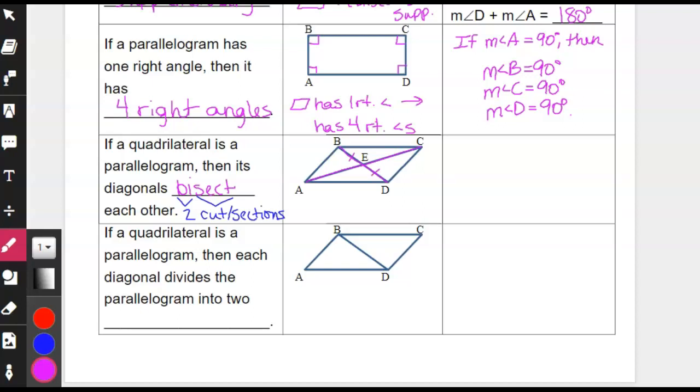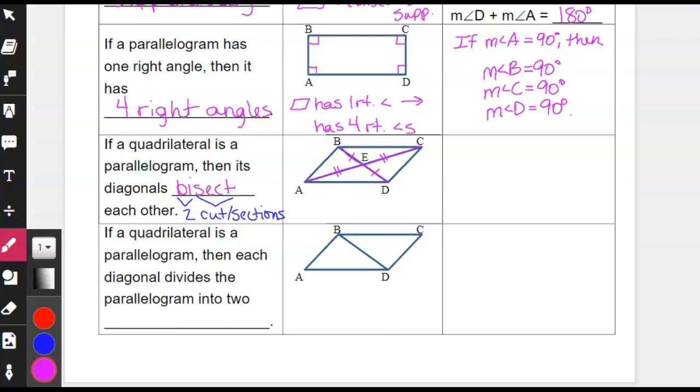That also means that segment BD is bisecting segment AC. So AE, that segment, is congruent to segment EC. So we have a lot of different stuff going on in this one. This one is usually the one that people forget a little bit about because it's a little different. It doesn't have to do with the sides or the angles. It has to do with the diagonals, which you typically have to draw in a parallelogram.